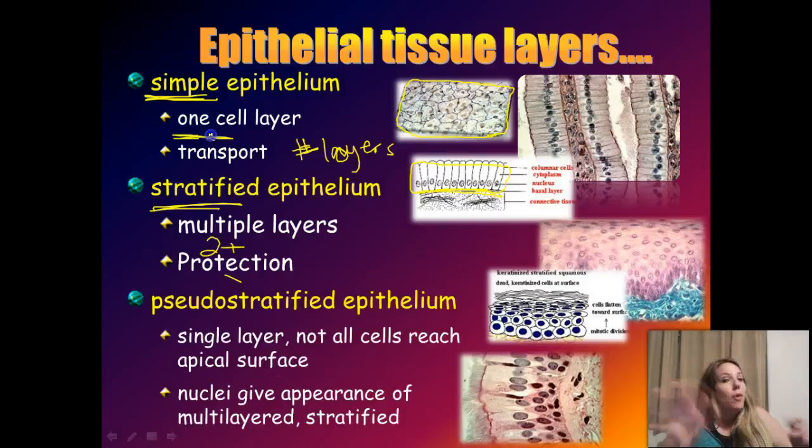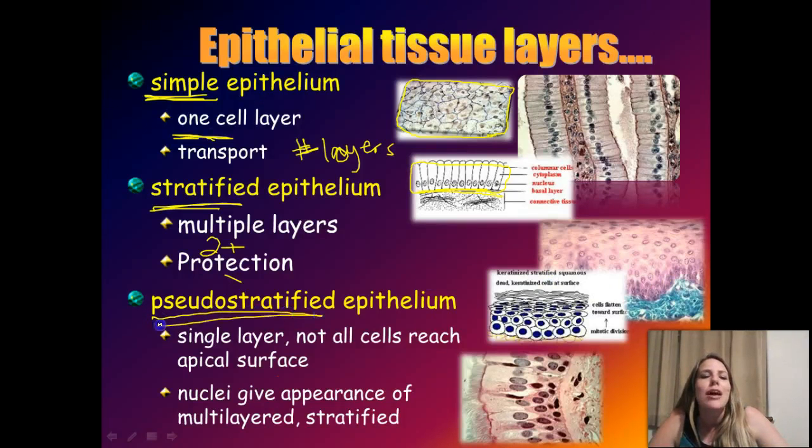And then, here's a third category I almost forgot to mention, yet how could we forget this? Pseudo-stratified. And of course you know that pseudo means quasi, right? So it's called pseudo-stratified because it's actually simple. It's one cell layer thick. But under a microscope, it kind of looks like there's multiple layers, but there's actually not.